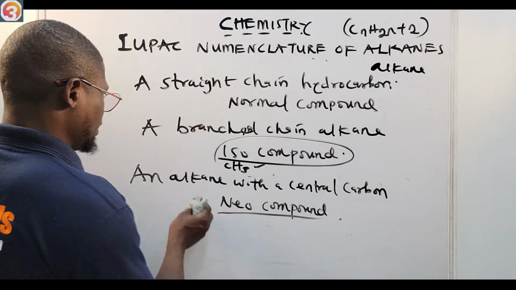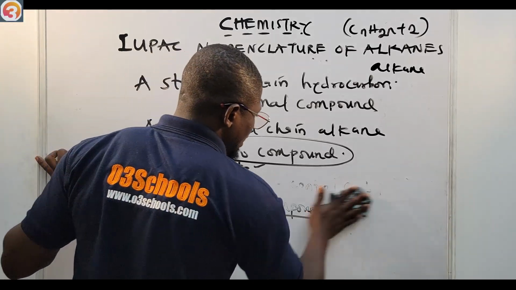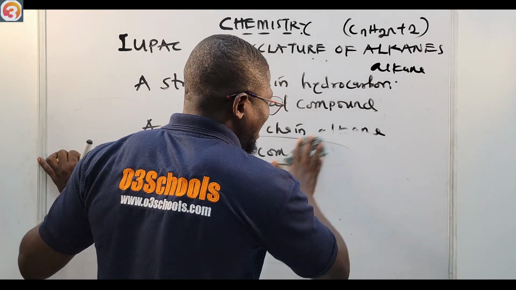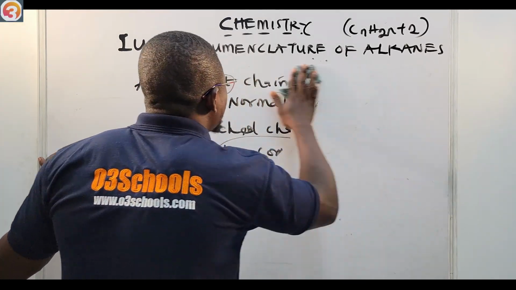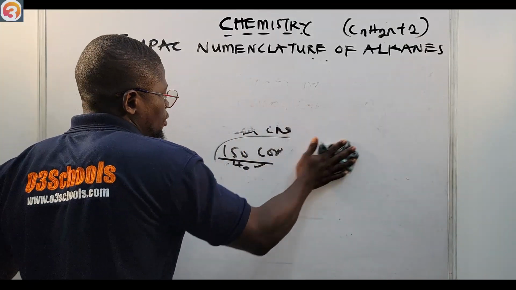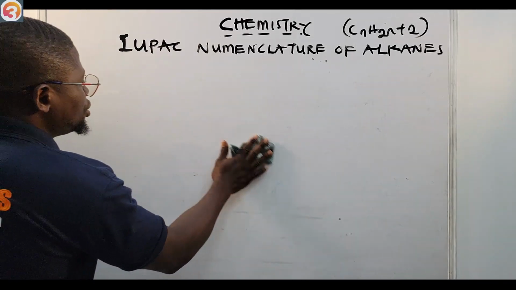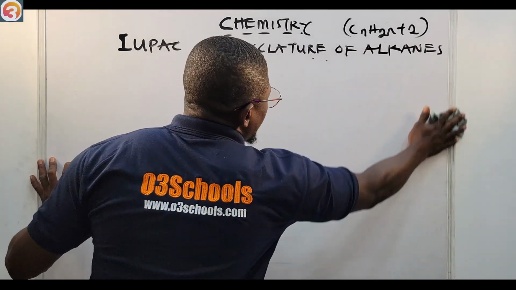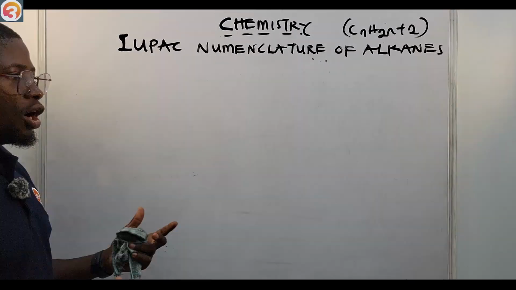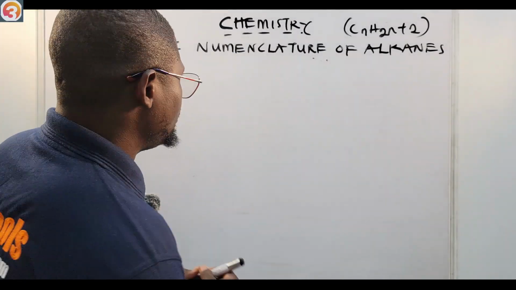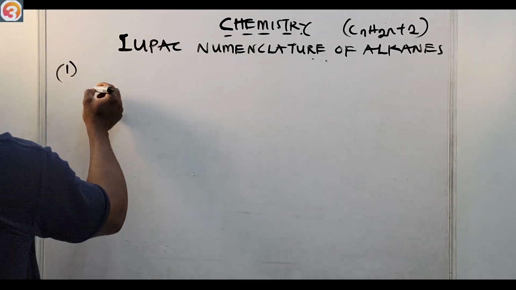But what we are here for really is the IUPAC, the internationally recognized system of naming compounds. So let's go to IUPAC nomenclature proper. All right, so let us begin with a simple example. Let's say this first example, we have something like this.